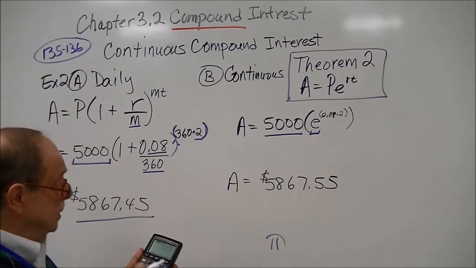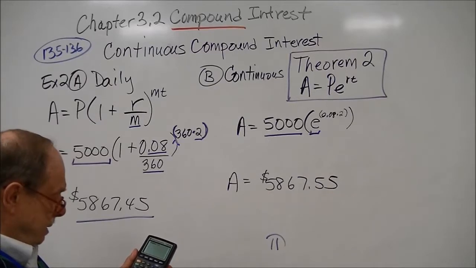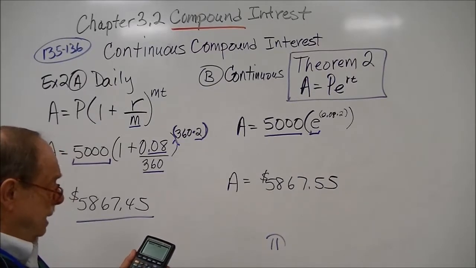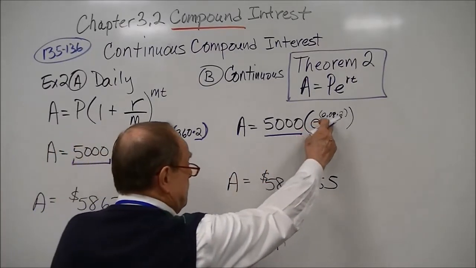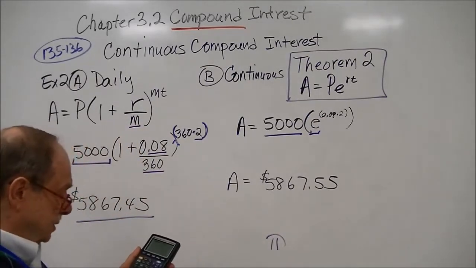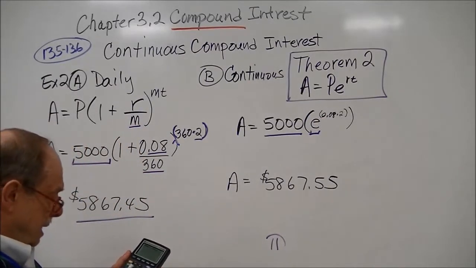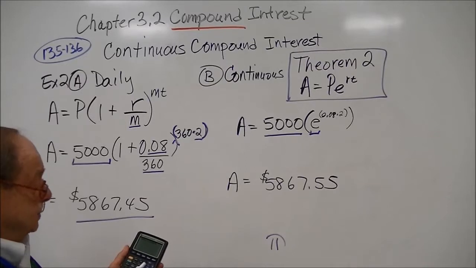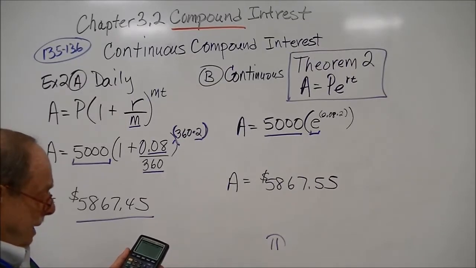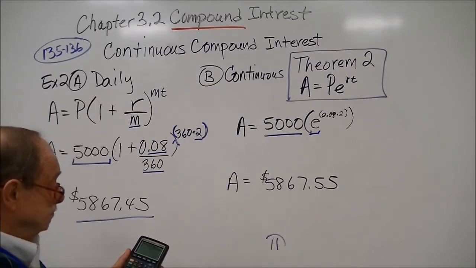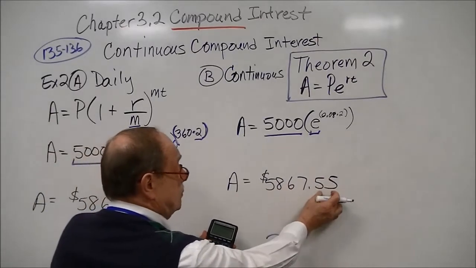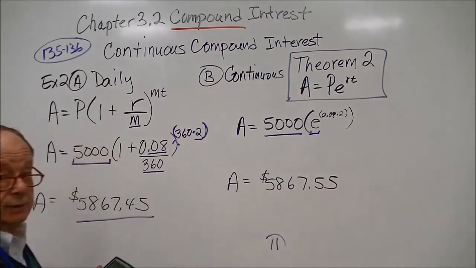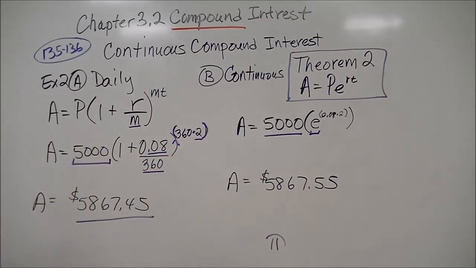And now I'm going to put in parentheses 0.08, that's my interest rate, times 2, close parenthesis, and then hit enter. And there's my answer, and I've rounded it off to the nearest cent.